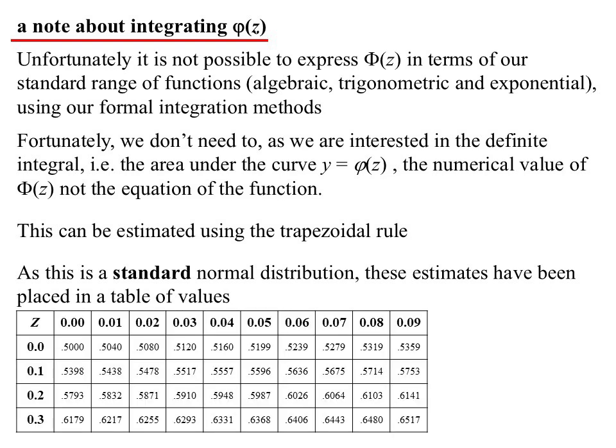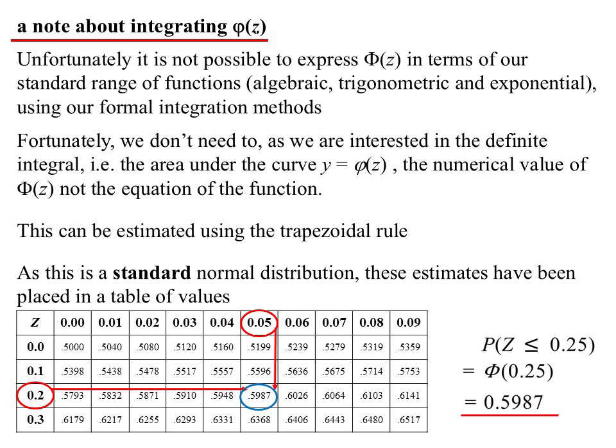Something like this. A whole heap of different values. And so if I want to find the probability of z being less than or equal to 0.25, so the area going from minus infinity up to 0.25, I just look in my table and go, okay, 0.2 and 0.05, where do they intersect? Oh, there's my answer, 0.5987. Now we just read off the table. We don't actually have to do any integration to find the value.